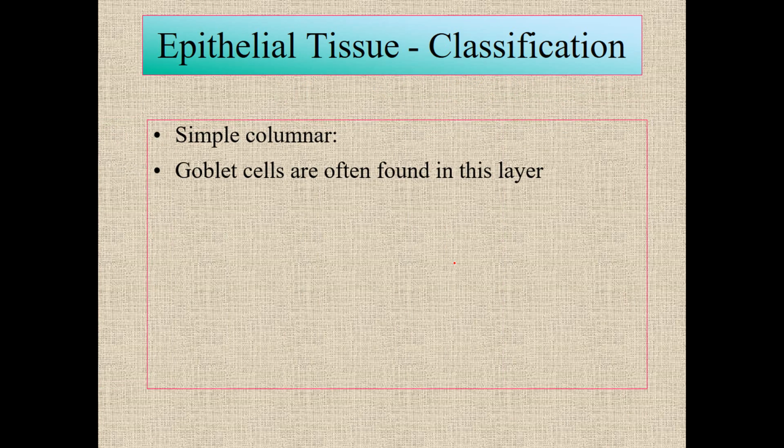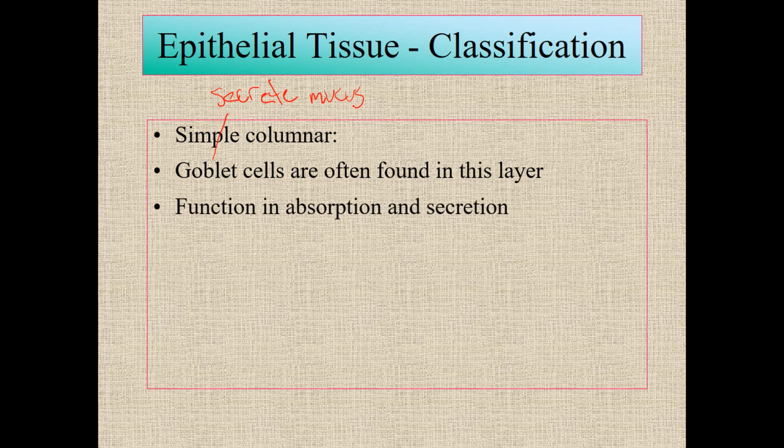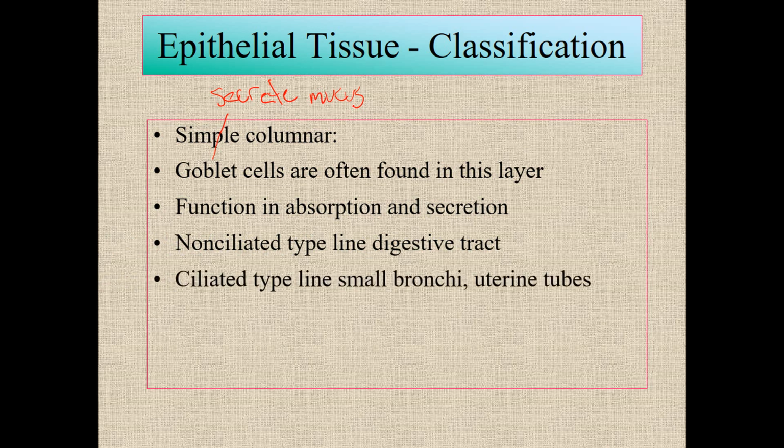Simple columnar. Goblet cells are typically going to be found in this layer. Goblet cells secrete mucus. Okay. Function, absorption, and secretion. We have two different types, a non-ciliated type and a ciliated type. Non-ciliated we're going to see in the digestive tract. Ciliated type in the small bronchi and the uterine tubes.